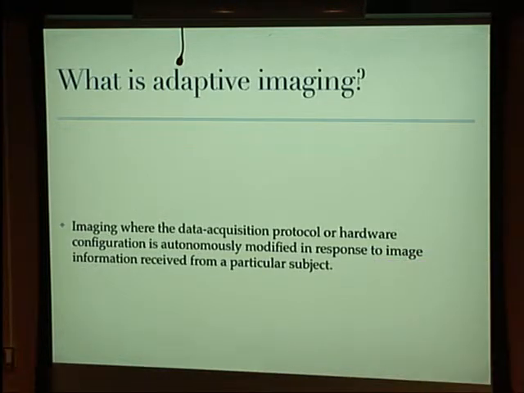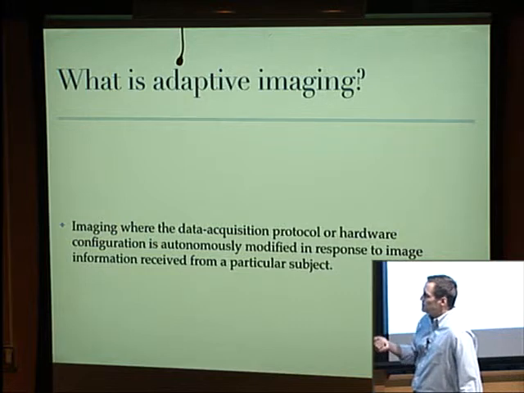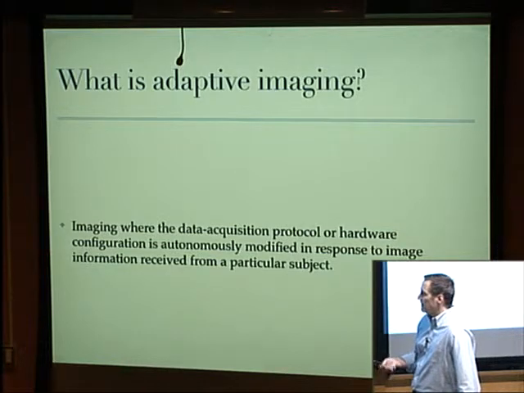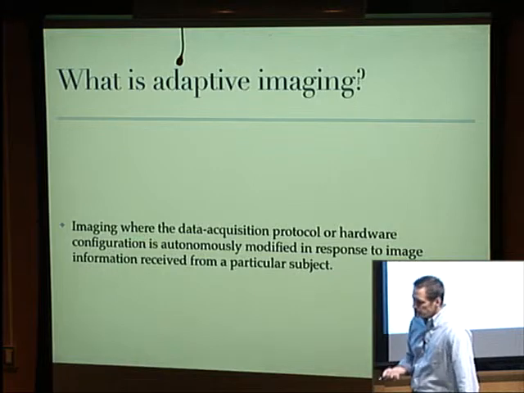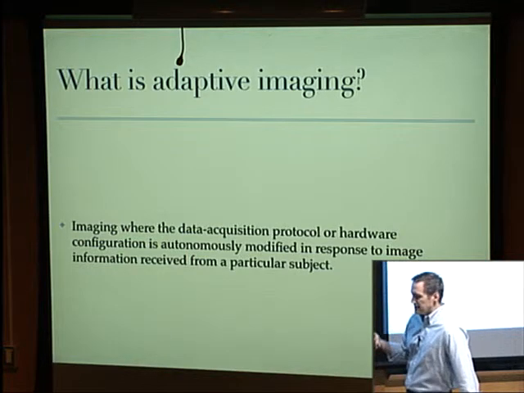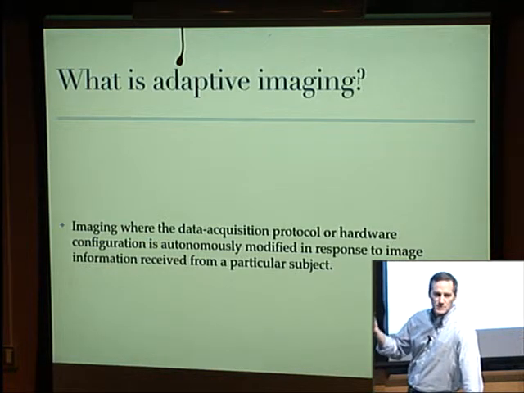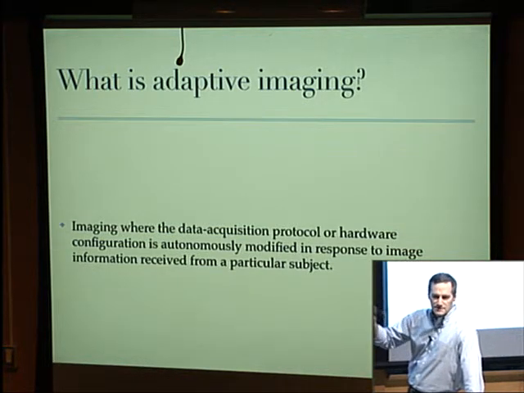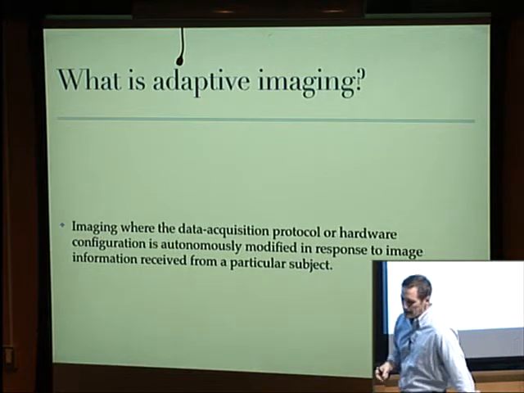Well, adaptive imaging is something you see every day. It's imaging where the data acquisition protocol or the hardware configuration is autonomously modified in response to information received on a particular subject. So basically all this means is that it's a smart imaging system. It's an imaging system that when you point it at something, it recognizes some aspect of what it is you're imaging, and modifies the system accordingly.